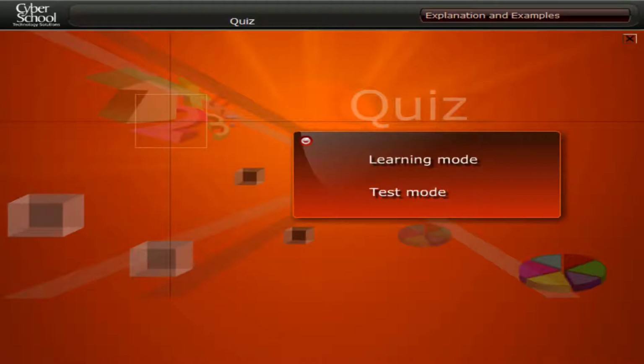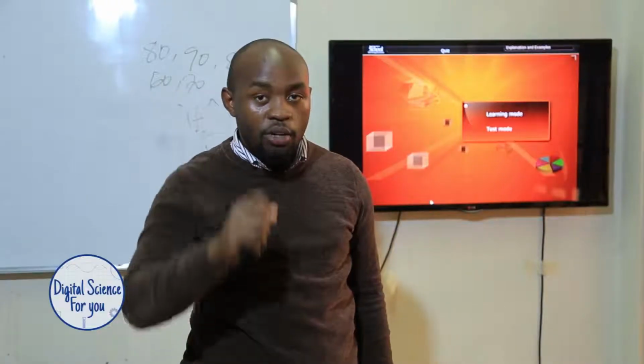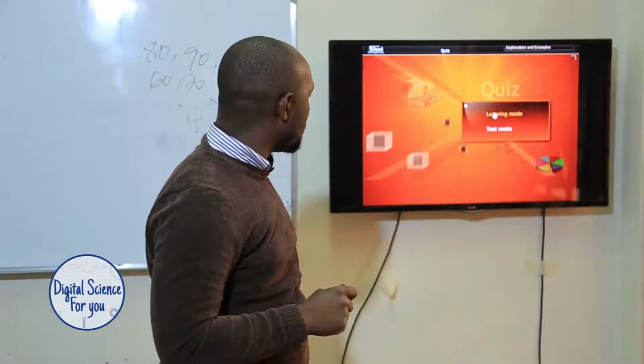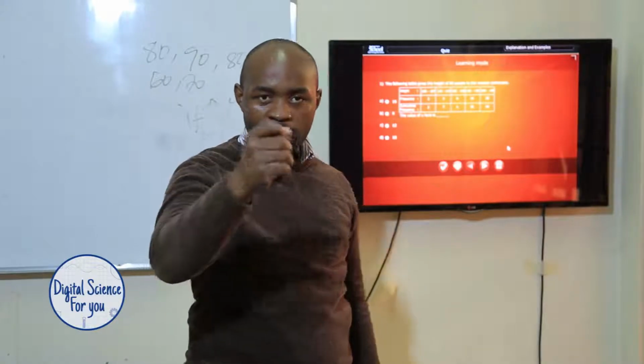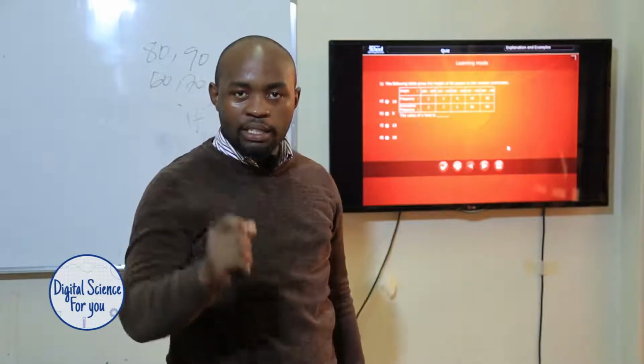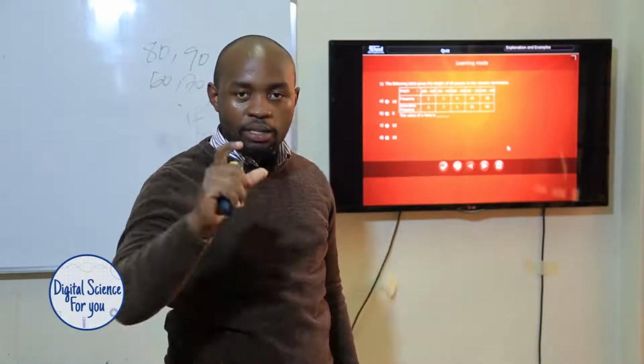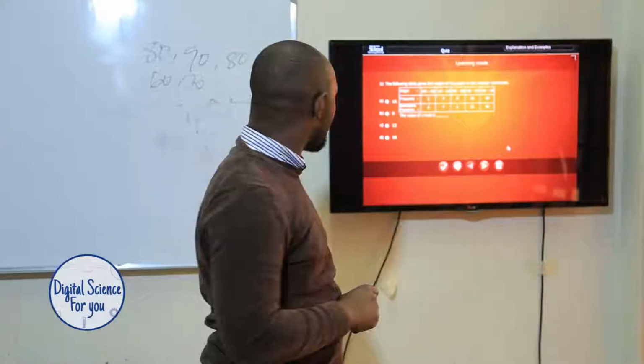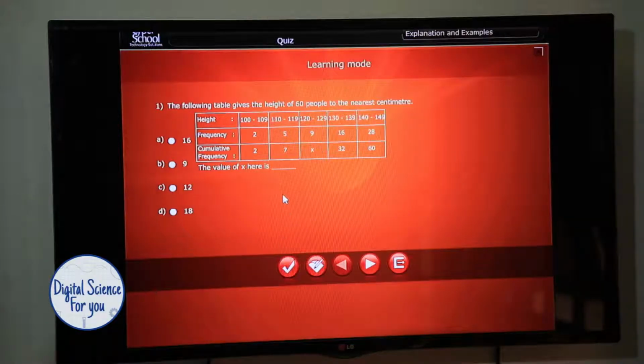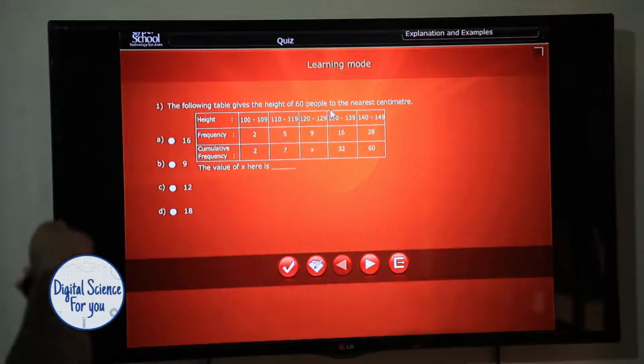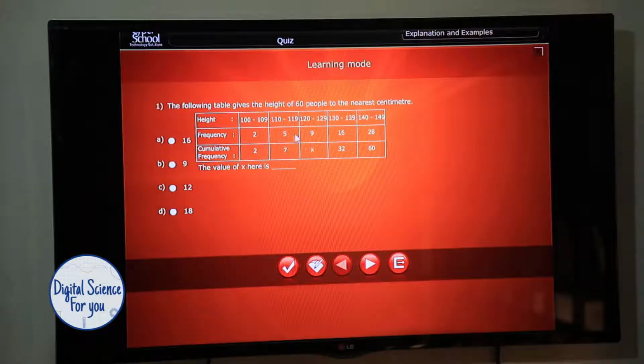We can go to either learning mode or test mode. If I want to just learn, I use learning mode. Now, if you're a senior 4, you have already done this topic, so you can go to test mode and test yourself, based on the number of examples. If I'm going to use learning mode, I come here. The following table gives the height of 60 people to the nearest centimeter, 100 to 800, and there are cumulative frequency values which are missing here.